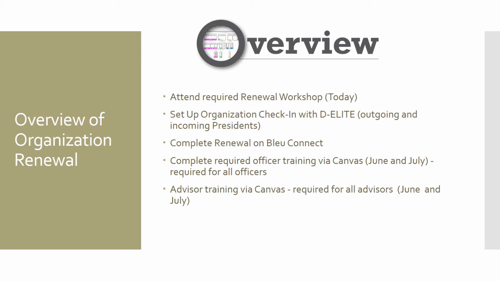So for the renewal process, you will need to attend your renewal workshop, and set up an organization check-in with DE Lead. This meeting will need both your outgoing and incoming president in order to make sure that information is being transitioned as smoothly as possible. Complete the renewal on Blue Connect, and then you will be prompted to complete required officer training and required advisor training, both on Canvas during the months of June and July.